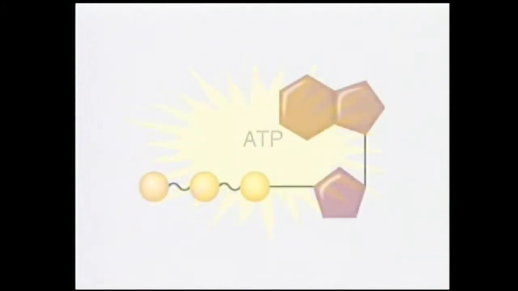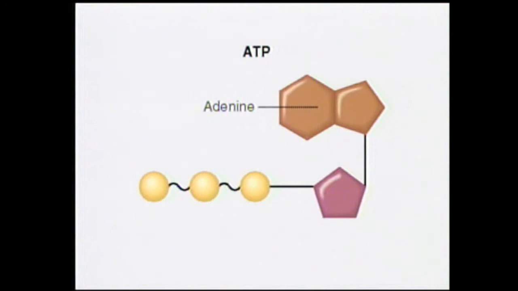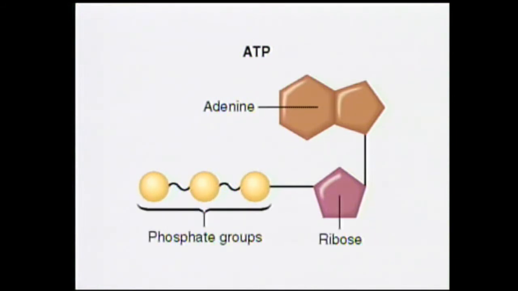The molecule used by most organisms to transfer energy is called adenosine triphosphate, or ATP. An ATP molecule has three parts: adenine, ribose, and phosphate groups. Adenine is one of the bases found in DNA and RNA. Ribose is a sugar molecule found in RNA.